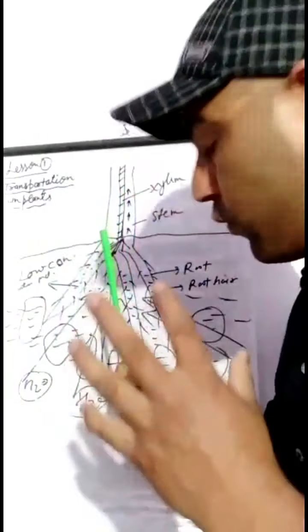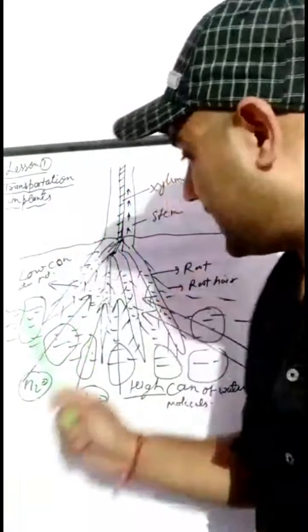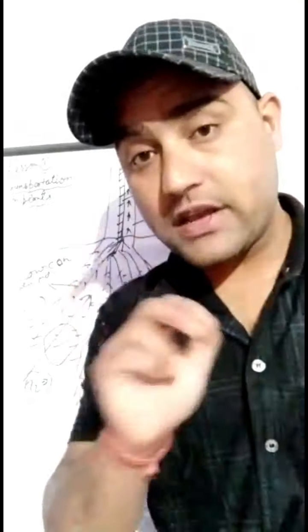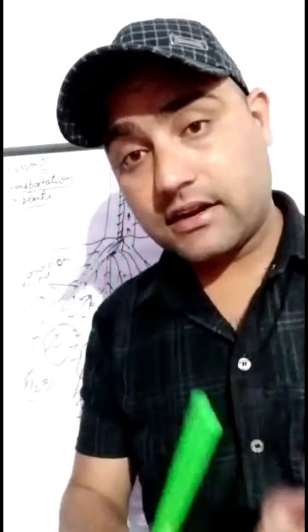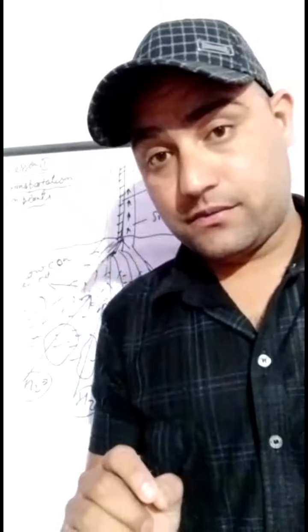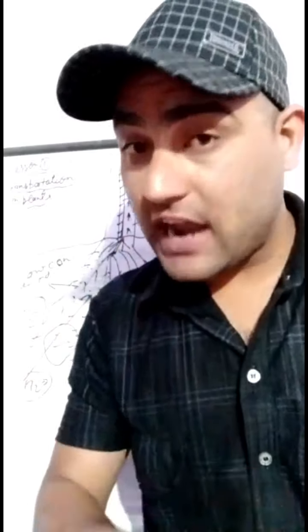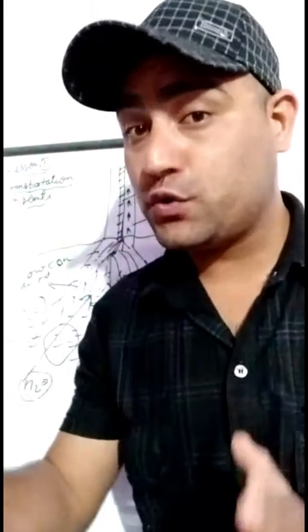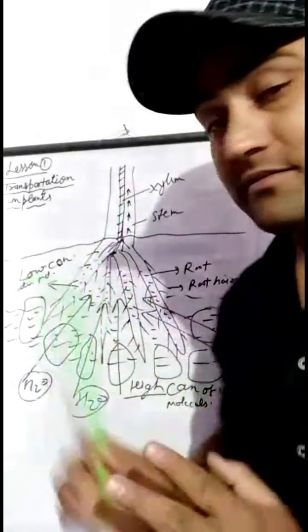Students, the water present in soil and the water present in root hair. There are two places where water is present. One in soil, second in root hair. But the concentration of water is high in soil, not in root hair. That's why water goes from soil to root, not from root to soil.